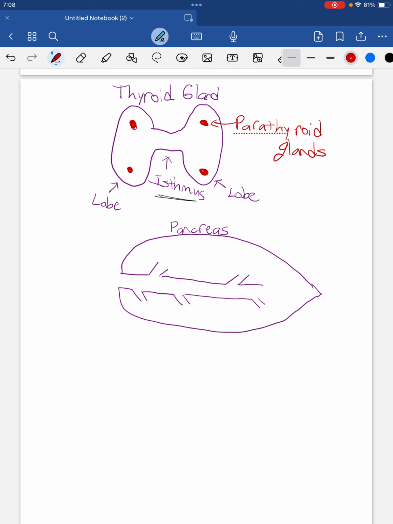These also help calcitonin and parathyroid hormone with proper muscle function, because calcium is important in muscle action, as you learned in A&P 1. Here we have our pancreas.